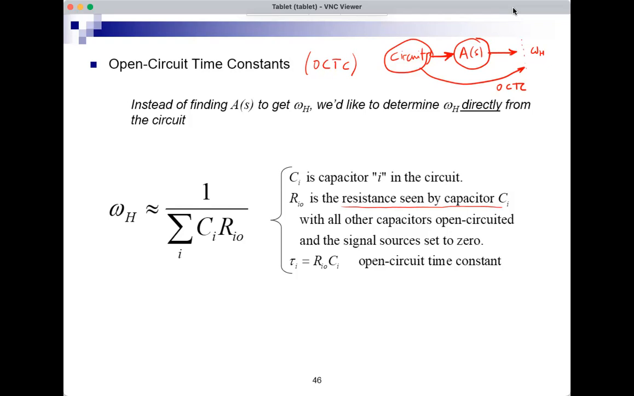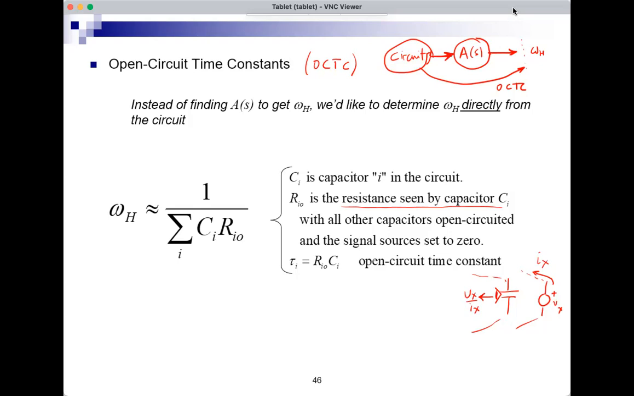So when I say resistance seen by a capacitor, this is a capacitor, and it's connected to something. If I want to find the resistance seen by the capacitor, I remove the capacitor and, instead of the capacitor, I have a test source, Vx or V test, and I find Ix. So what does the capacitor see? It sees Vx over Ix. That's the resistance seen by the capacitor.